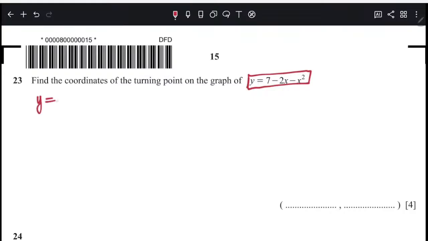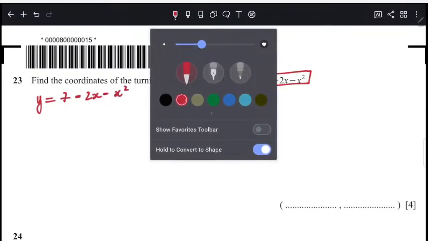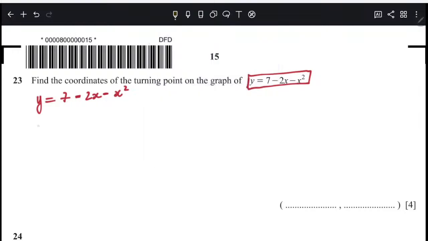y is 7 minus x squared. You can differentiate this, okay? Don't be disheartened, my students. dy/dx: here 7 becomes nothing, it's a number. Then here you drop the power, so it becomes minus 2, you reduce the power by 1, it becomes x to the 1. So it becomes minus 2x. So this is what you have.